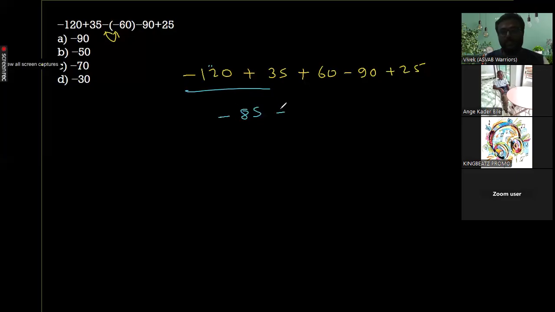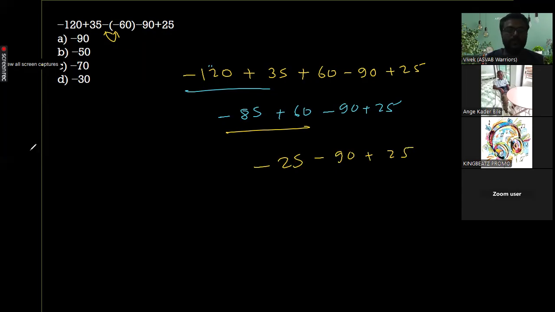So negative 85 plus 60 minus 90 plus 25. Two numbers with different signs, you subtract. So you'll get negative 25 minus 90 plus 25. You can either cancel this negative 25 and positive 25 out, and you can get your answer, negative 90, directly.